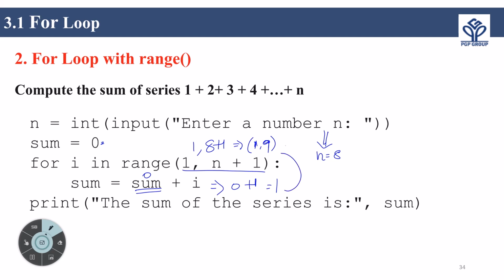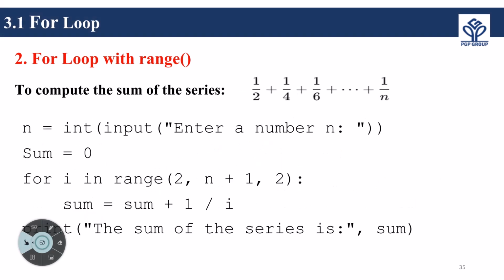Clear? So go to this place. The sum value is 1, incremented. So 1 plus I value 2 is equal to 3. Again go to this place. Sum value is 3 plus I value 3, 6, etc. This process is continuously executed. Clear?